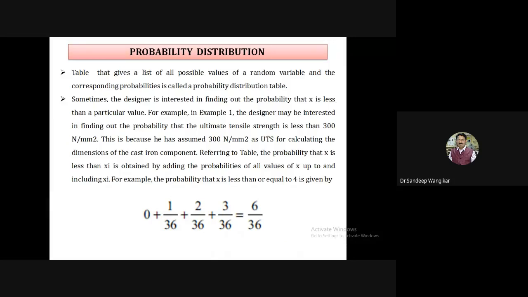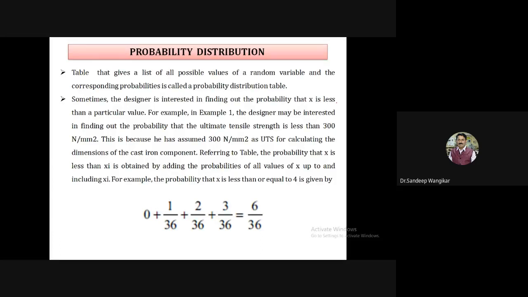Sometimes the designer is interested in finding the probability that x is less than a particular value. Let us take an example. The designer may be interested in finding the probability that ultimate tensile strength is less than 300. Whatever 100 or 1000 samples I take, I will get different answers for ultimate tensile strength. Later, I will search for a value less than 300, because 300 is assumed as the ultimate tensile strength for calculating the dimensions of a cast iron component. So that is just one example.